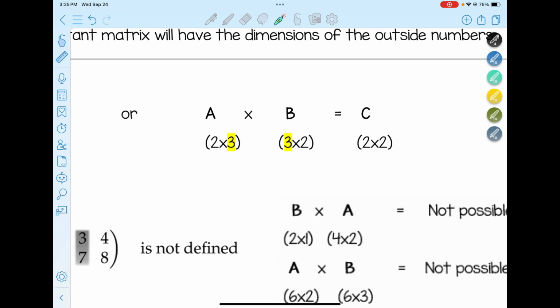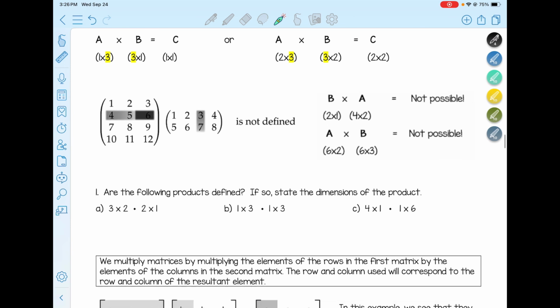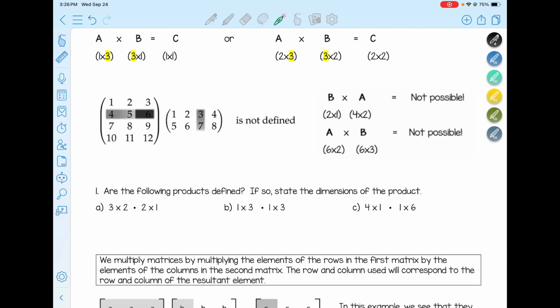Similarly with this one, if we have a 2 by 3 and a 3 by 2, since the 3 and the 3 match right here, that means that we can multiply them and our resulting matrix will be a 2 by 2 matrix, which is what we wrote right here. Now, why this has to be the case is the following. Remember that it's row times column. Well, we can see in this case, if we did 4, we'd go 4 times 3. We'd go 5 times 7, but then 6 wouldn't have anything to multiply. So that's why it's not possible.